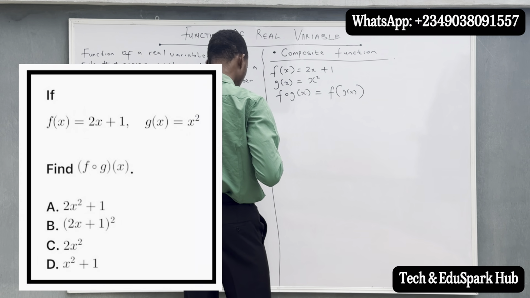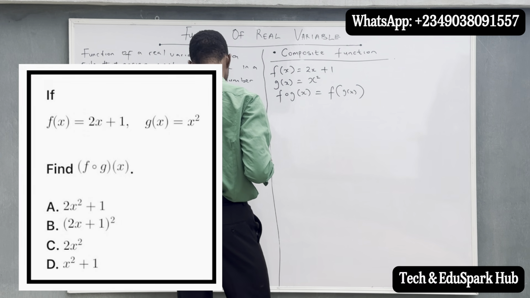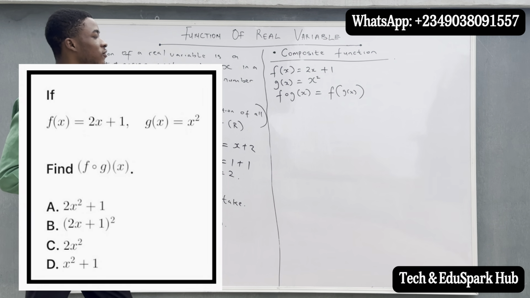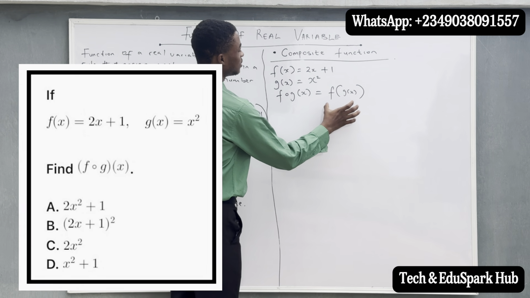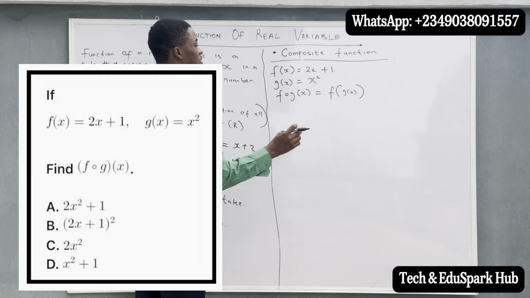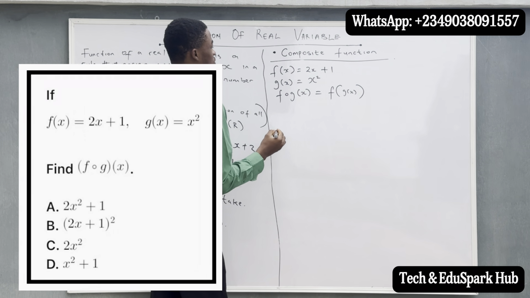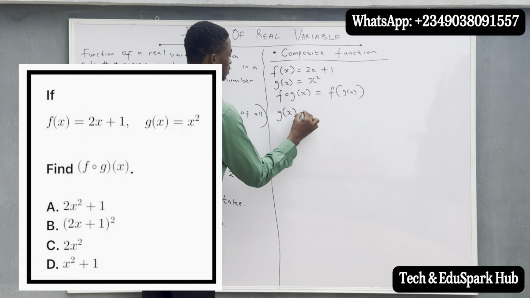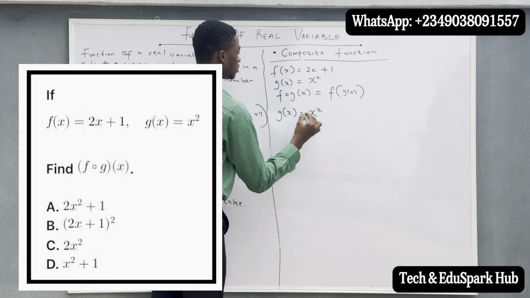So this is the better way to write it in order to visualize questions of this type. In order to solve this kind of question, I told you that the first thing to do is to visualize and dissect. So we can just take this g of x first. Recall that g of x is equal to what? x squared.